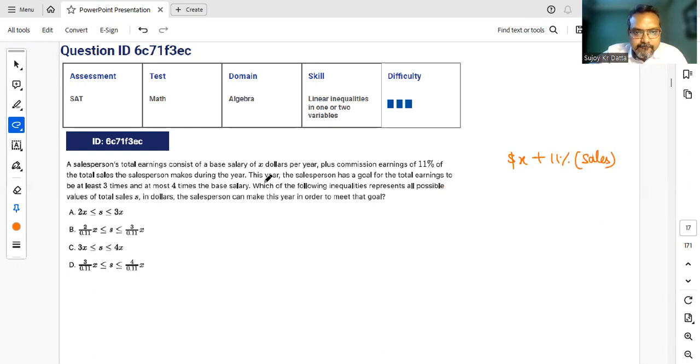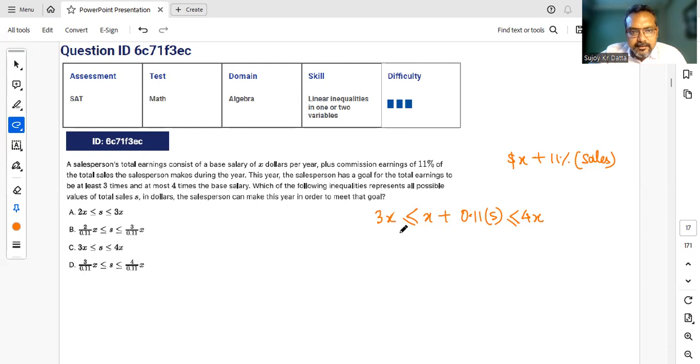Now it's saying this year the salesperson has a goal of the total earnings to be at least, so total earnings, so X plus 0.11 times the sales, which is S, to be at least 3 times and at most 4 times the base salary. So less than or equal to 4 times the base salary, at least 3 times the base salary.